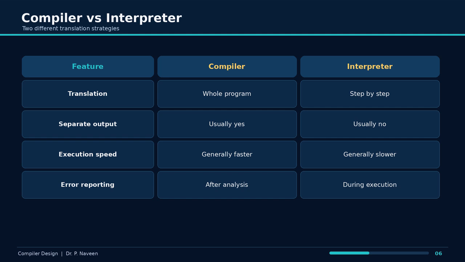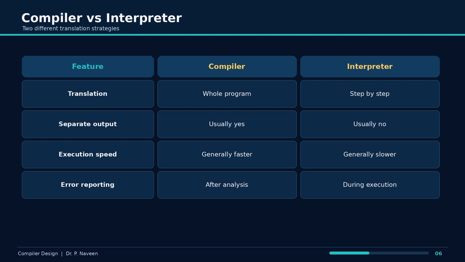Slide number 6. Compiler and interpreter. Now, let us compare a compiler and an interpreter. Both are language translators, right? But their working methods are different. Even though both the compiler and the interpreter are translators, they are different. Compilers normally translate the complete program. After successful completion, it produces a separate target program. The target program can be executed many times.